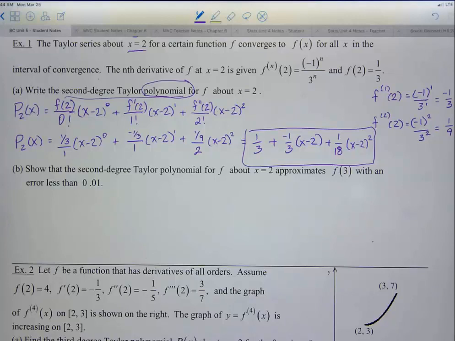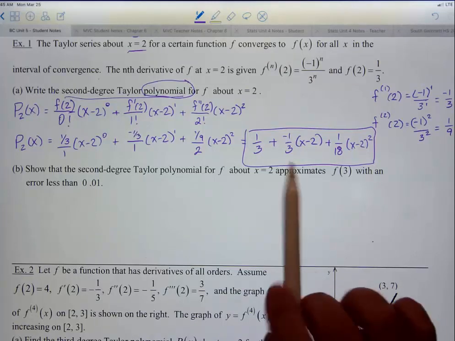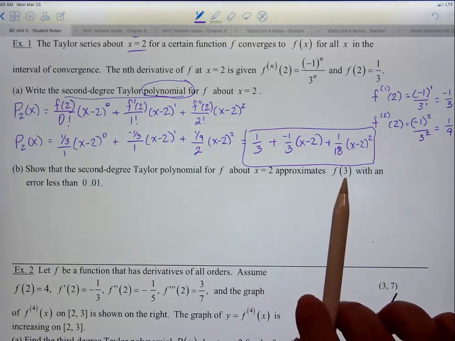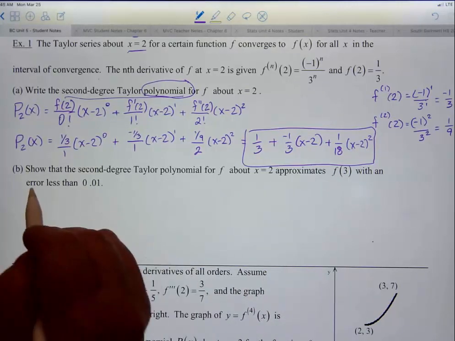Does everybody understand why we stop at 2 at double prime? Do you understand how the pattern goes to plug in stuff? F of c, f prime of c, f double prime of c, those are the tops. Now, if they'd have given us a function instead of just saying f of 2 is this or whatever, then you would take the derivative yourself. Okay? So, it says, now on part B, show that the second degree Taylor polynomial for f, in other words, what I just made, about x equals 2, approximates f of 3 with an error less than 0.01.